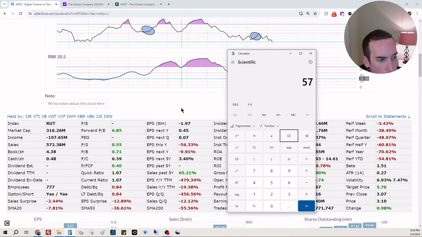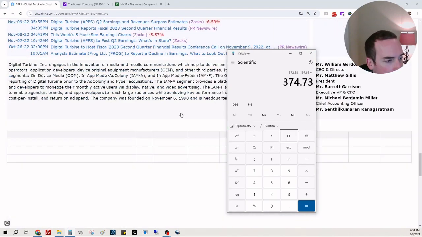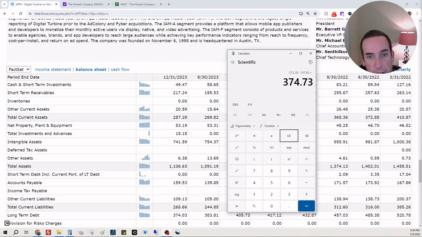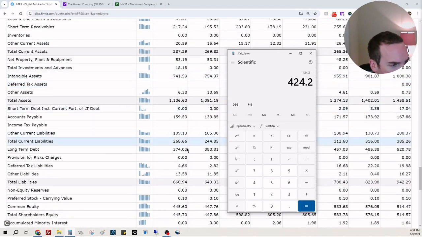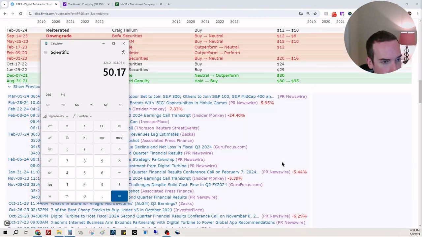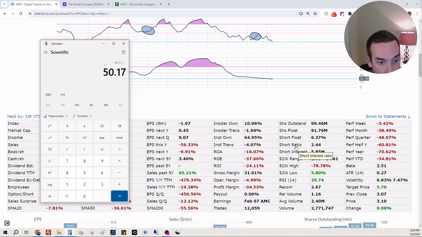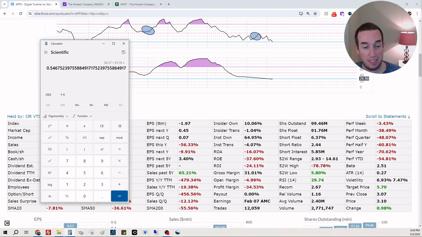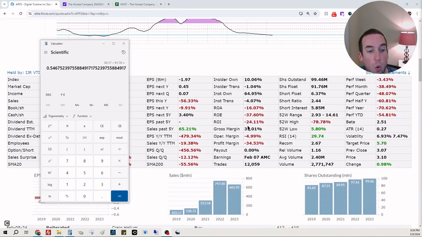We're gonna take 572. I'm just gonna shorthand it. 572,000,038 minus 197.65. Okay. And they have 49 plus 49.47. Total debt is 374.03. Wow, that is not good. Divided by 91,000,007. This is a 50 cent stock based on my calculations that I typically do. That is horrid.